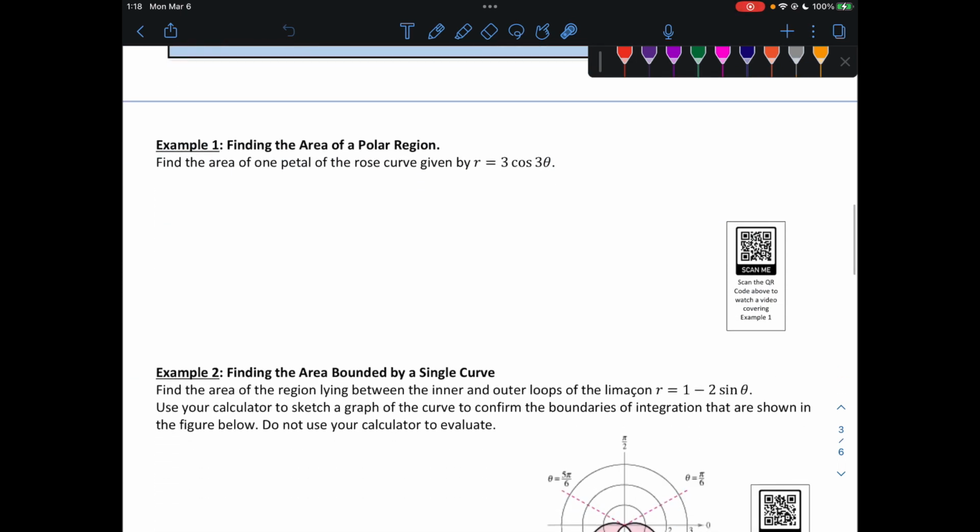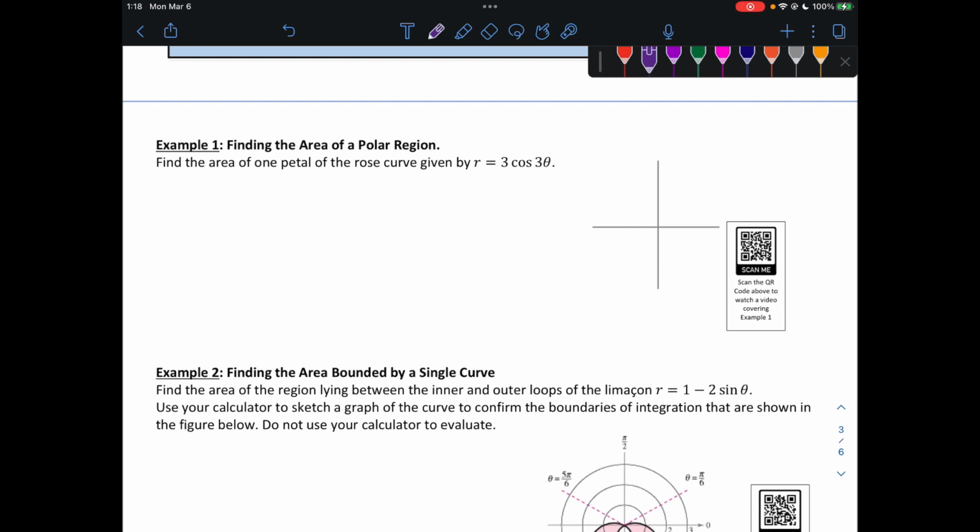All right, so let's take a look at our first example. Find the area of one petal of the rose curve given by r equals 3 cosine 3 theta. Let's start by drawing a quick sketch of this. If you remember from your pre-calculus days, first of all, this is a rose. Anytime it's cosine n theta, it's going to be a rose. When n is odd, that's how many petals you get. So you're going to get 3 petals.